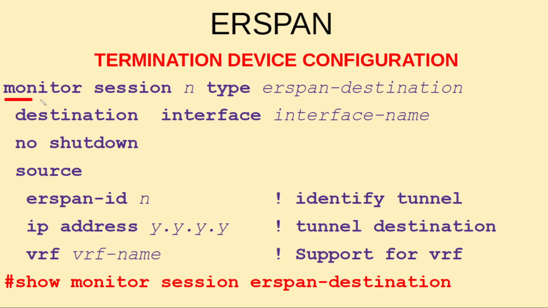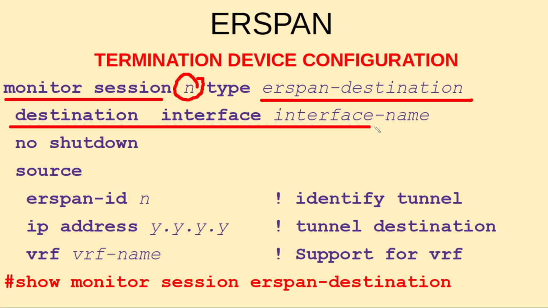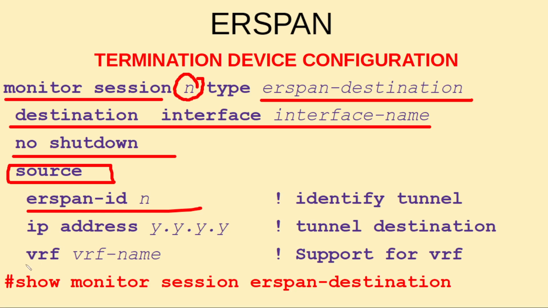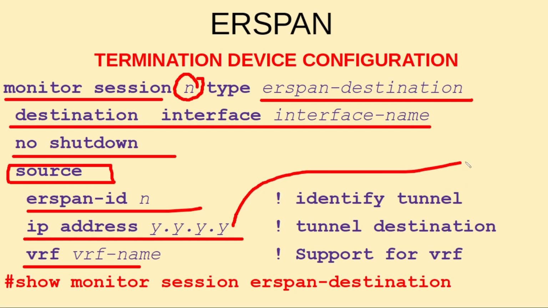Now this is how to configure the destination device. We are going to use the same command, monitor session. This number has a local scope, but then the type is going to be ERSPAN destination. We are going to set up what will be the port or ports where our capturing device will be connected to. This is where we are going to send the copy of the traffic. Remember to issue no shutdown. And then we are going to enter into source mode, where we are going to provide the ERSPAN flow ID, optionally a VRF. And remember that this IP address is an IP address that lives within your destination device.